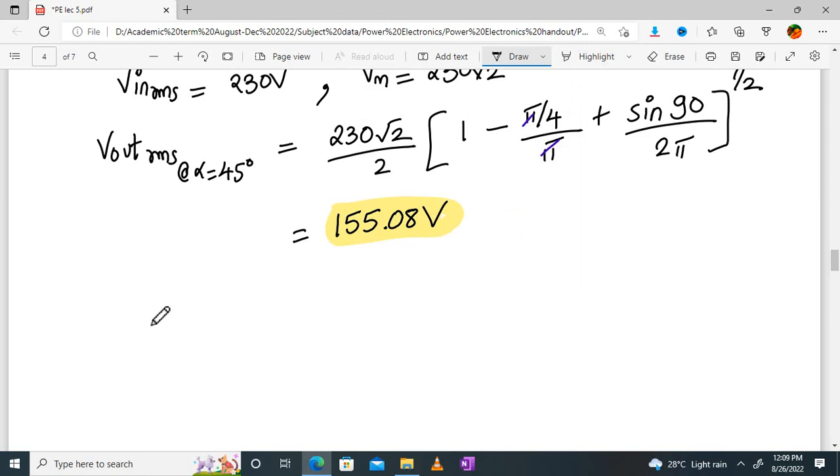I'll wait for some time. Did you all get 155.08? Something like 0.07 nearby that. Everyone please solve individually using your own calculator.